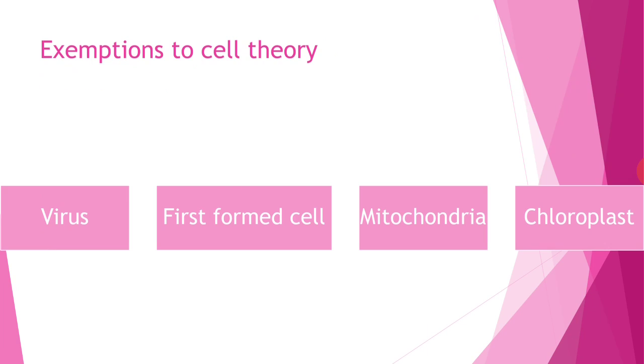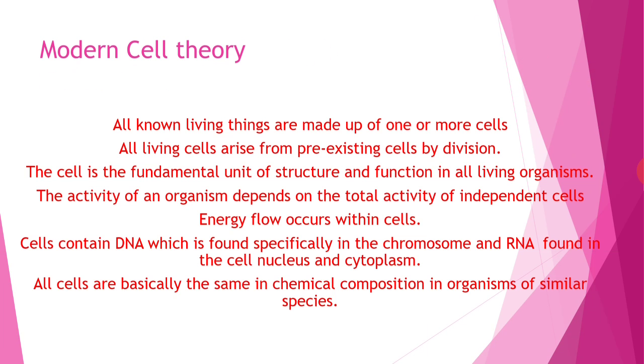And mitochondria and chloroplast, which are nothing but semi-autonomous structures within the cell, are again some exemptions to cell theory. Now, let us come to the modern cell theory and its various principles.